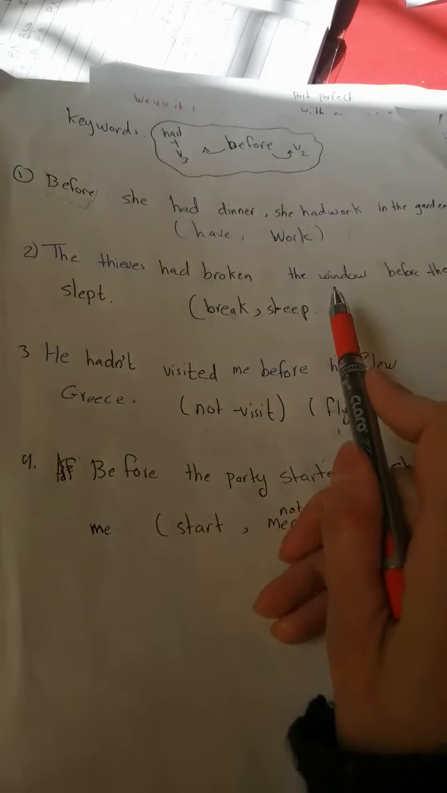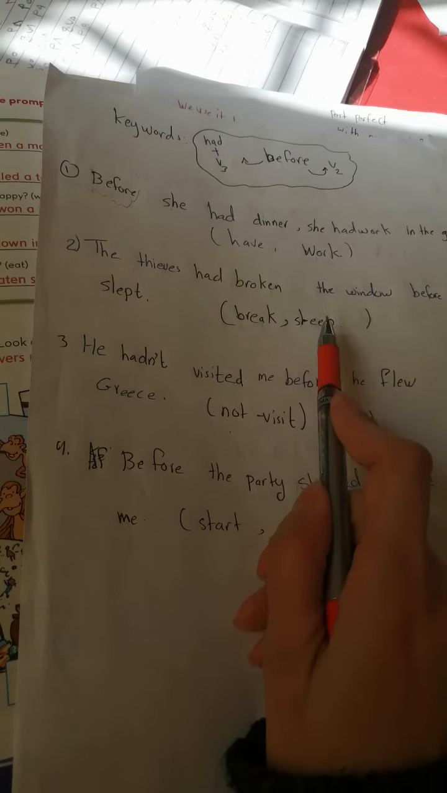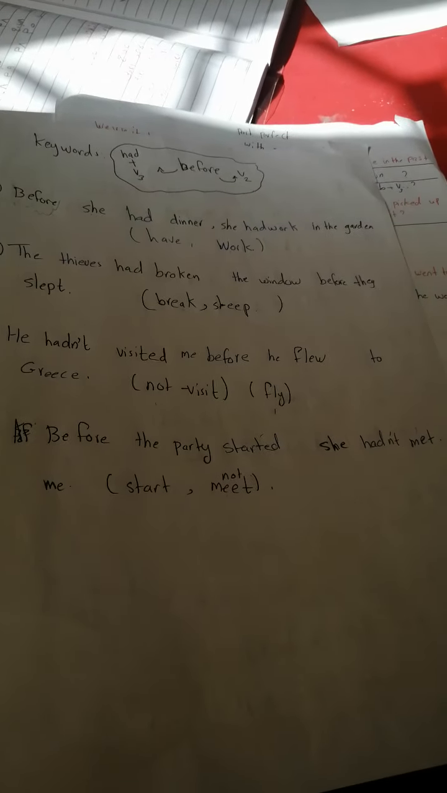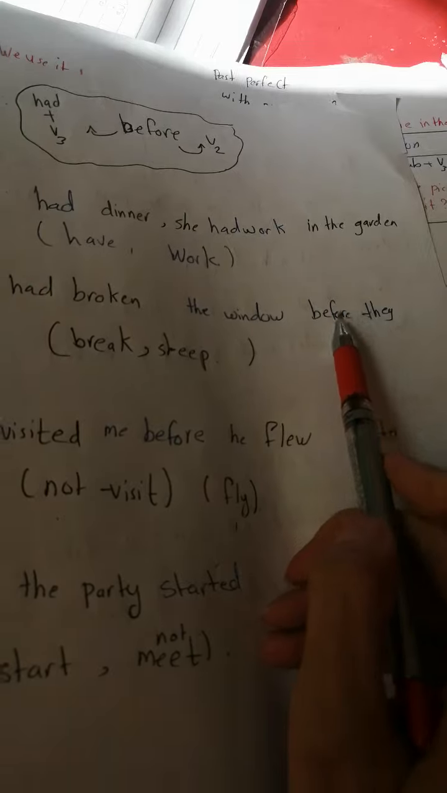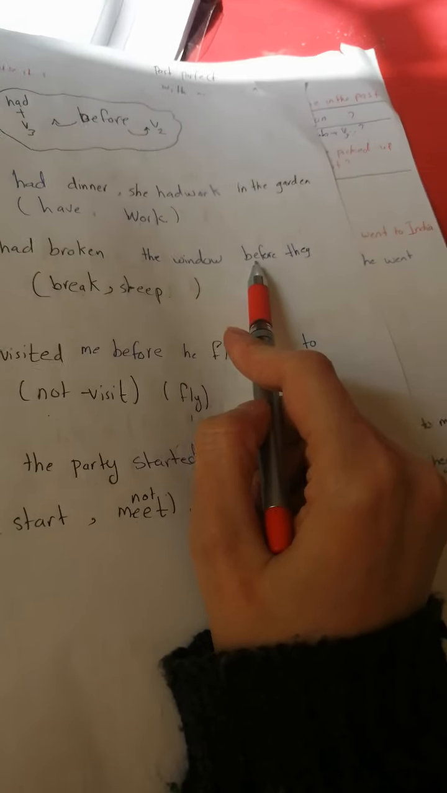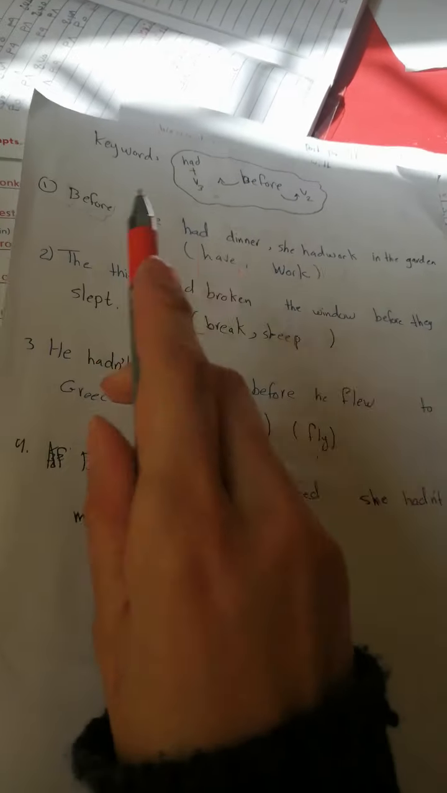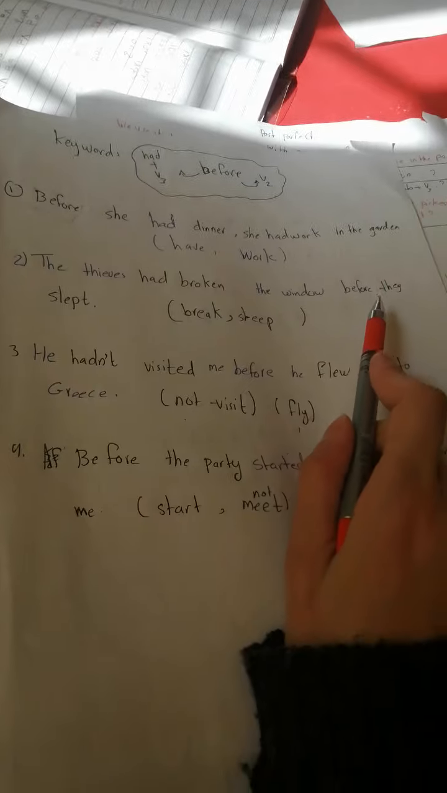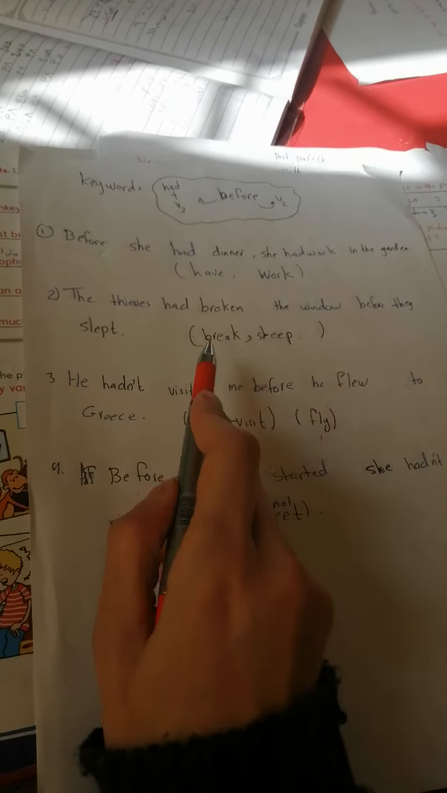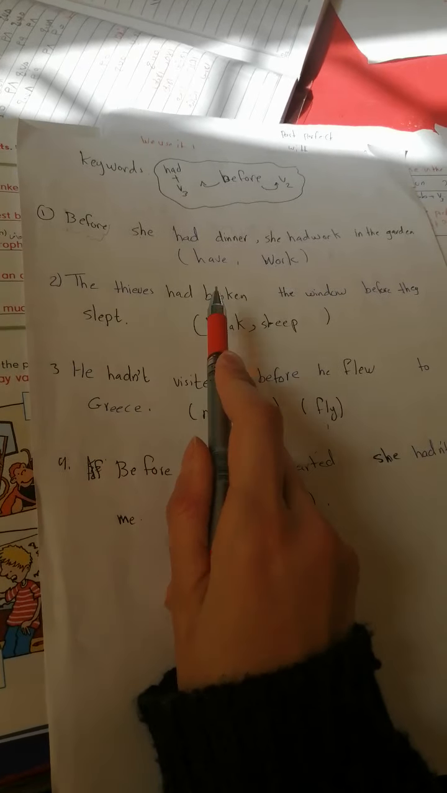Number 2: the thieves the window before they break sleep. The most important thing is that the first thing you want to do is search for the keywords, دور على الكيوردز وينها, هي before. أنا حافظ إنه after before it should be followed by verb 2. Yes, this verb 2 will be here, otherwise the other part will be had plus verb 3. Before they slept, the thieves had broken the window.